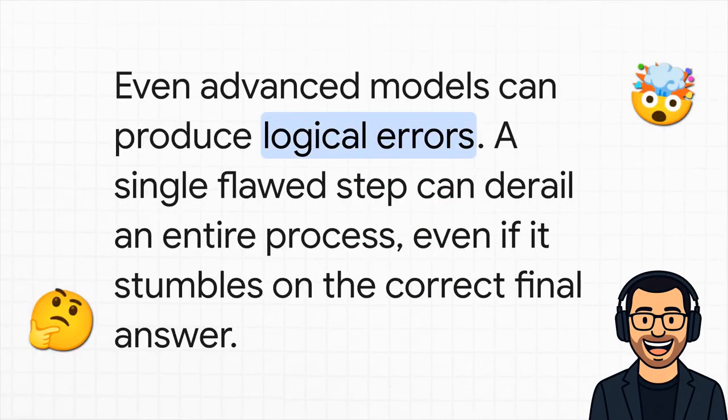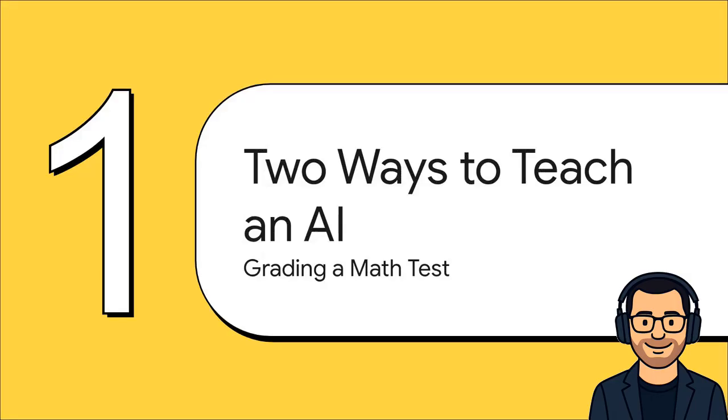This is a huge deal in AI development. I mean, even our most advanced models can have these hallucinations or just make logical errors. When the tasks get really complicated, just one little flawed step can throw the whole thing off track, even if it sometimes, by pure luck, stumbles onto the correct final answer. This is what researchers call the right for the wrong reasons problem, and it's a major hurdle if we want to build AI we can actually rely on. So, how do you even begin to solve this?